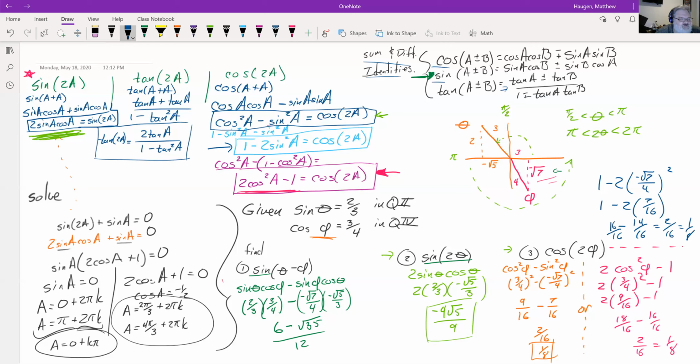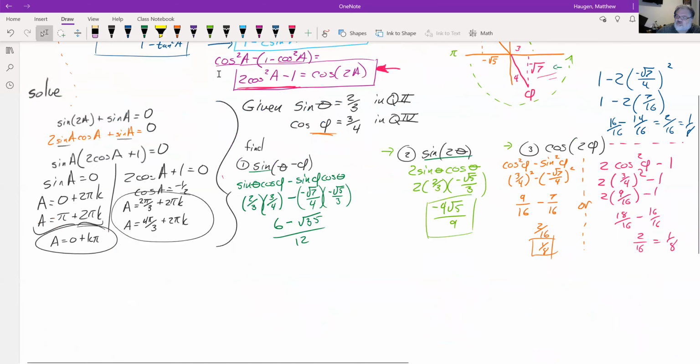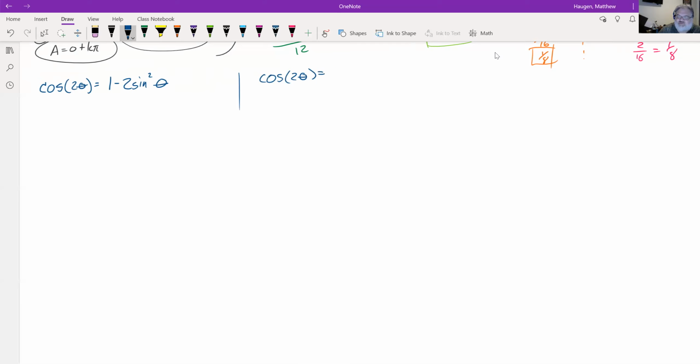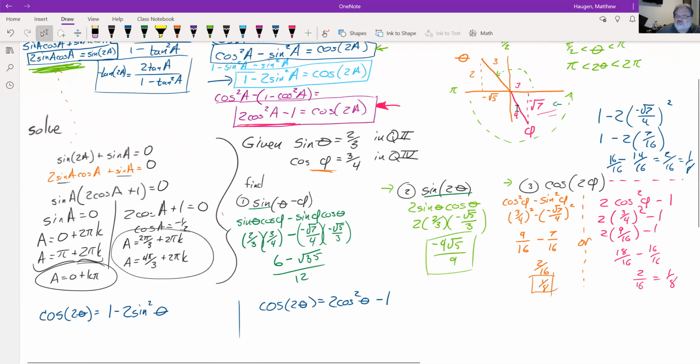Questions about any of these? All right. Well, then if we're happy, I want to look at those 2 forms, cosine 2 theta equals 1 minus 2 sine squared theta, and cosine 2 theta equaling 2 cosine squared theta minus 1. I got that order right? Yeah.